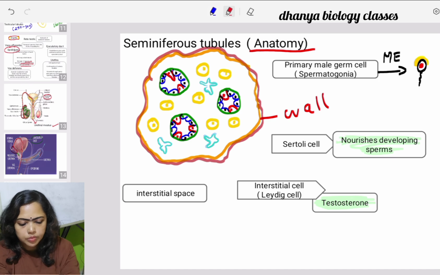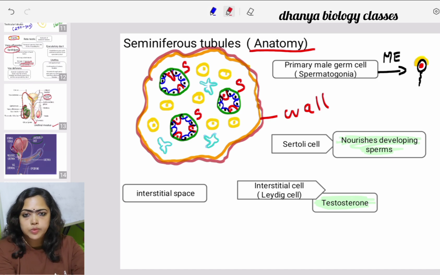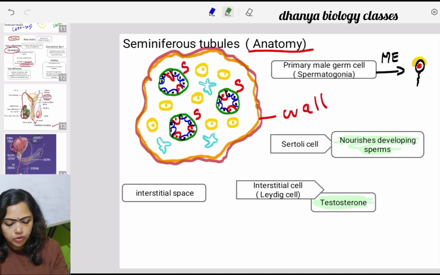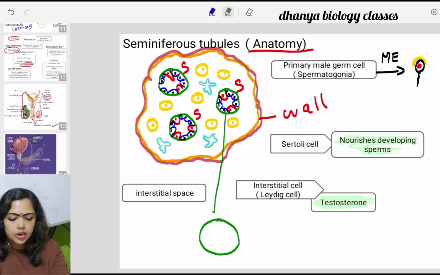This is one seminiferous tubule, this is another, and this is another. I told you how many seminiferous tubules are there? 2 to 3 seminiferous tubules are there. And these seminiferous tubules are internally lined by two types of cells. See, this is the seminiferous tubule. These are internally lined by how many types of cells? Two types of cells. One is a smaller cuboidal cell and the other is a larger cell.